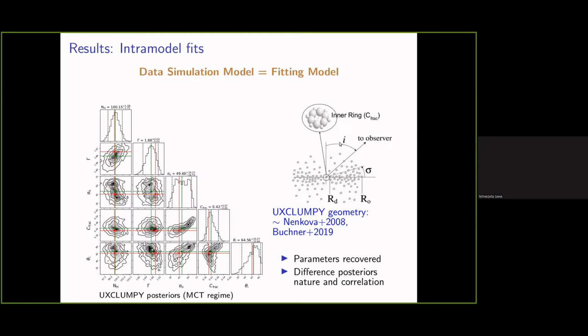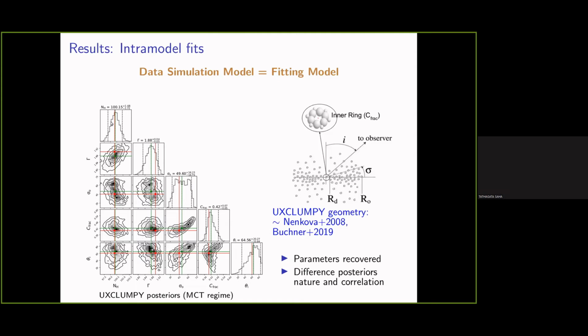So here are the posterior distributions when we perform intramodel fitting. We use the same model for fitting. And in all these posteriors, the region between these black dashed lines marks the 90% confidence region. The red is the input value that went into data simulation, and the green are the median values. So when the red lines or crosshairs remain within these dashed lines, we say that the parameters have been recovered.